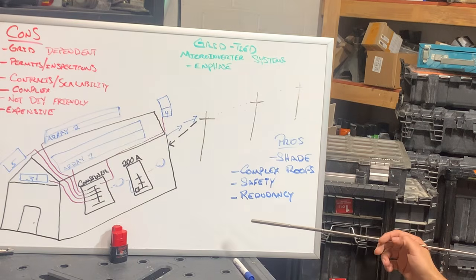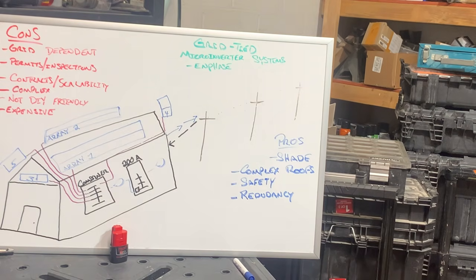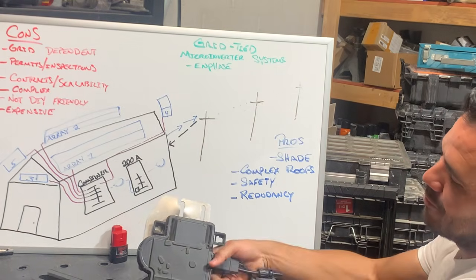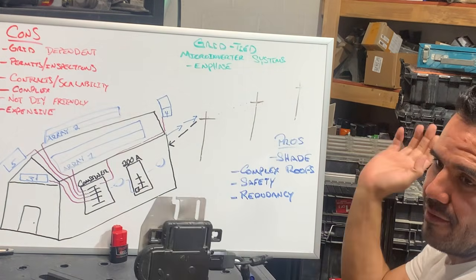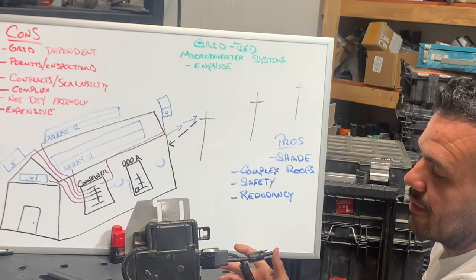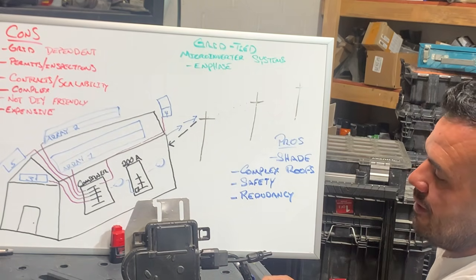And then this last one, redundancy, it could go both ways. There's a little redundancy in that if one of these microinverters fails, well, the other 14 or 15 that you have, they're still going to keep working. So you're still getting a lot of power coming in to your house.